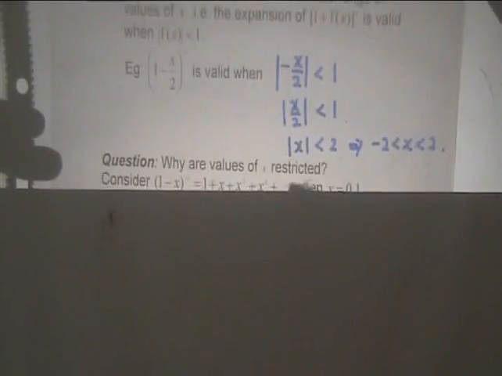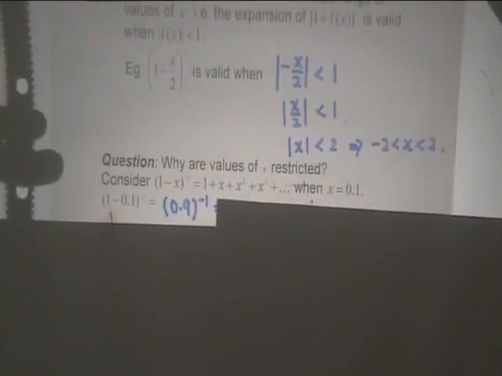If I have the expansion 1 minus x to the power of minus 1, I'll have 1 plus x plus x squared plus x cubed and so on. So when x is equal to 0.1, I will see that 1 minus 0.1 to the power of minus 1 is actually 0.9 to the power of minus 1. So if I calculate the value, I will have 1.11111 and so on, which is a recurring decimal.